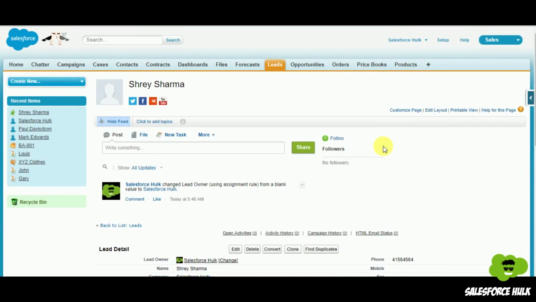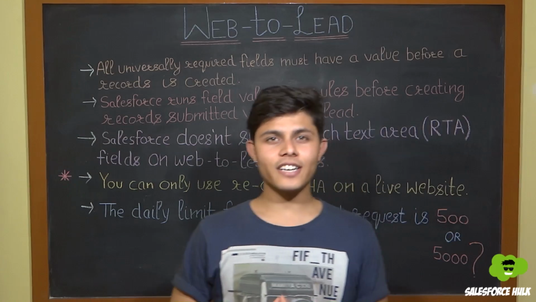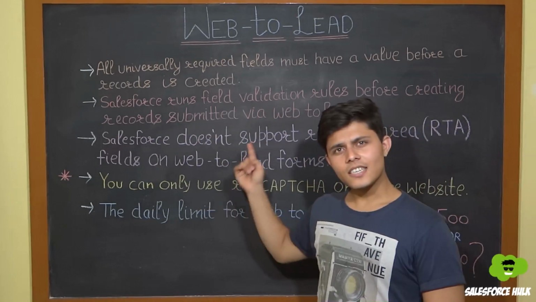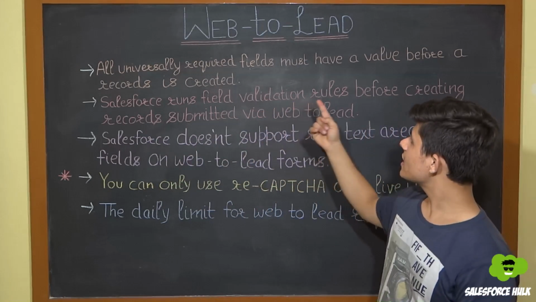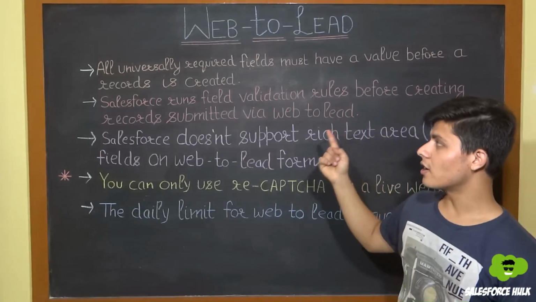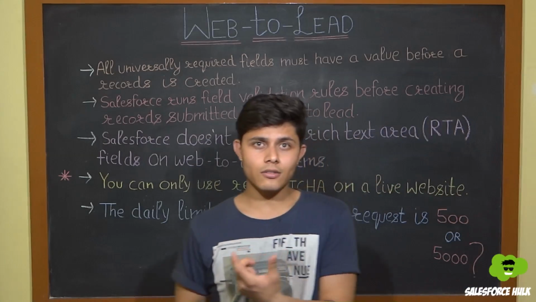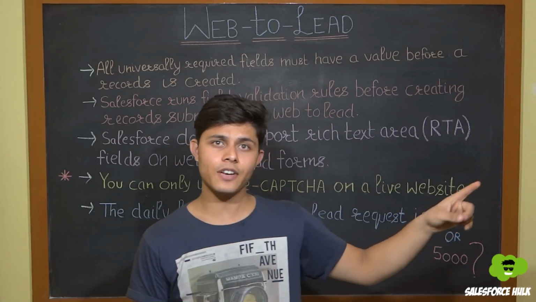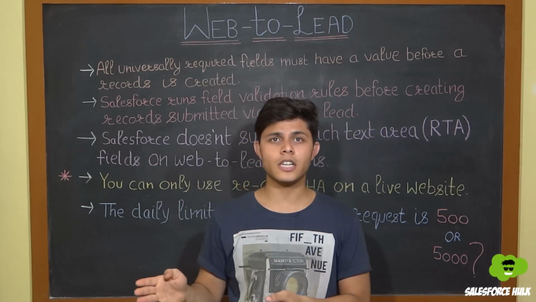Now let's get back and see what important points you need to consider while creating a Web to Lead form. So here are all the points. Let's see them one by one. All universally required fields must have a value before a record is created. Obviously, because universally required means that if you have made a field required on its field definition, that field is universally required.